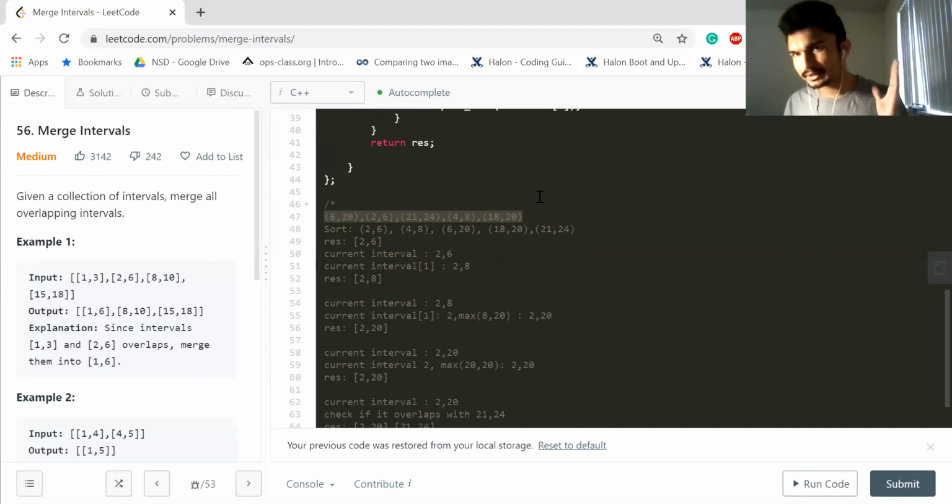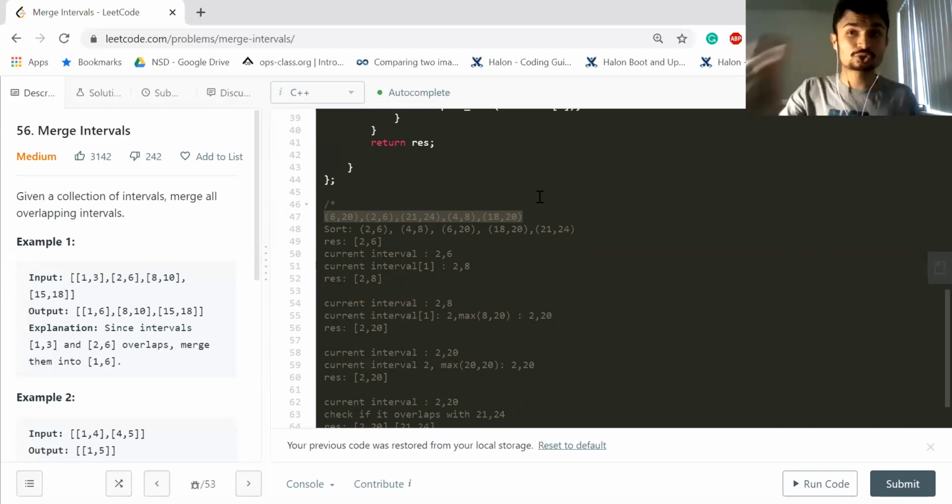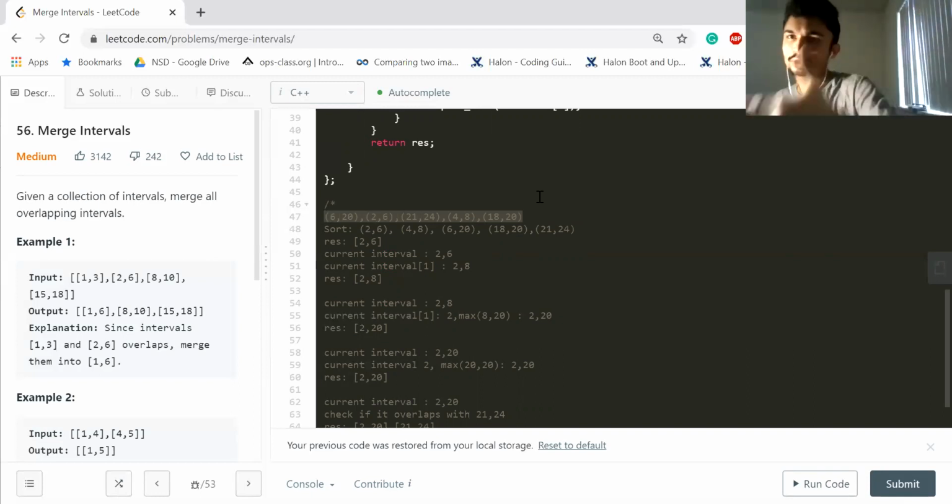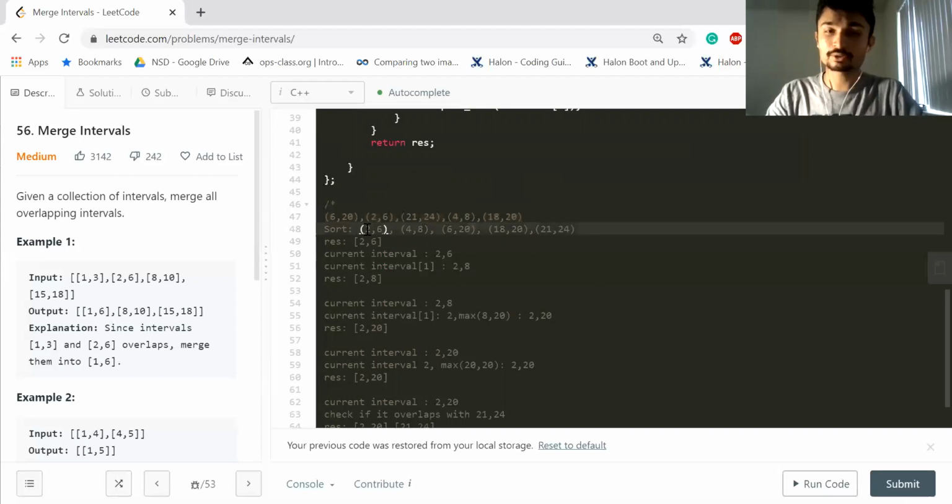The first thing I do is sort these intervals by the start, because I'm merging and definitely walking through from the start points. So I merge with respect to the starting points of the intervals: 2, 4, 6, 8. If you look through this, it's already sorted, and even by the endpoints it is sorted. But sometimes it might not really be sorted.